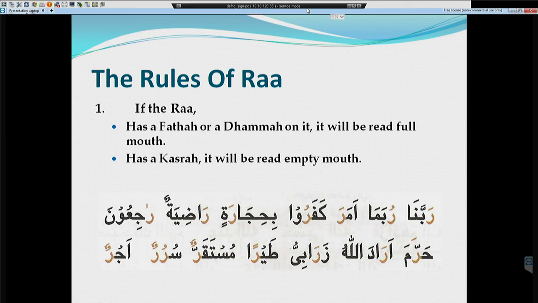The letter itself has a vowel on it. So if it has a fatha or a dhamma, it will be read full mouth. Like Rabbana, Rubama, Amara, Kafaru, Bihijaratin, Radiyatun. And going down over here, there's also Tayran, Sururun, Ajrun.